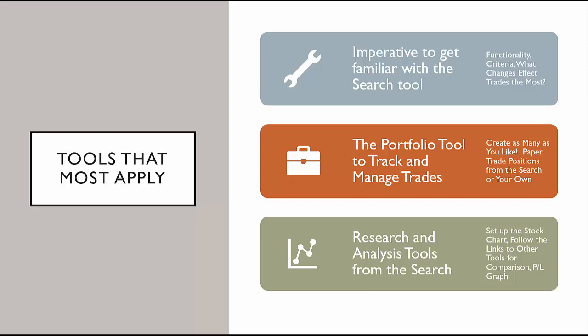Start using that portfolio tool to track and manage your trades. You can create as many portfolios as you want, paper trades, or you can enter your own trades to see the rollout opportunities, management ideas, before and after pictures, and much more. Inside the search tool, the option chain, and other tools for analyzing positions, you'll use the More Information button to further research and analyze the stocks or the options. You want to set up the stock chart. You want to follow the links to other tools for comparison and analyze and get familiar with the profit and loss chart, or what we call the custom spread.